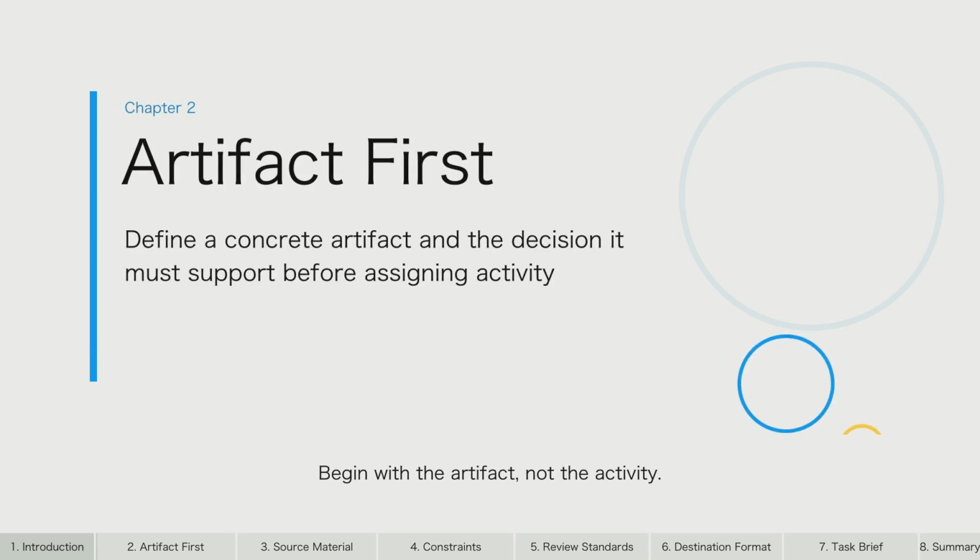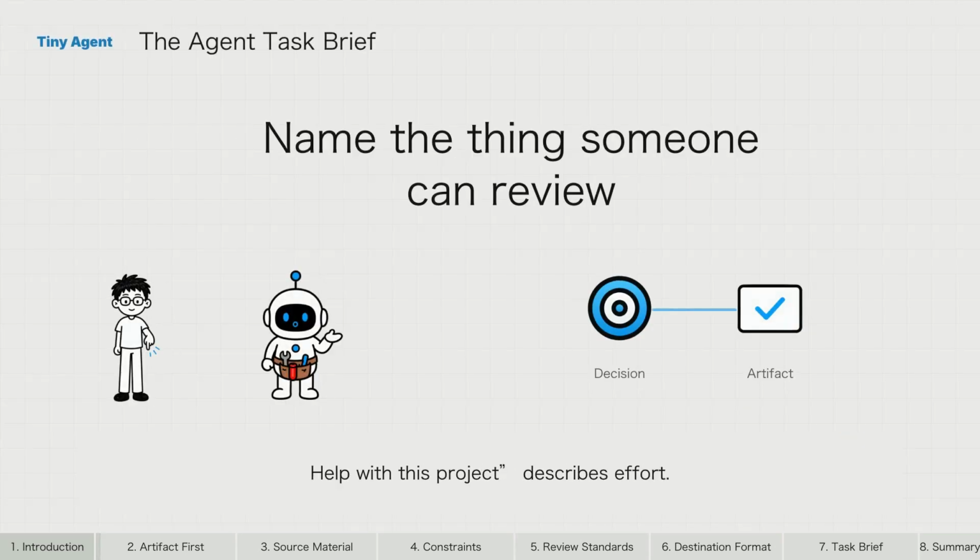Begin with the artifact, not the activity. "Help with this project" describes effort. "Produce a decision memo comparing the 3 launch options" describes something another person can review and use. OpenAI's examples include briefs, summaries, decks, workbooks, plans, process documents, daily updates, launch kits, financial reviews, and workflow audits. These are useful because each one has a visible shape and a next decision attached to it.